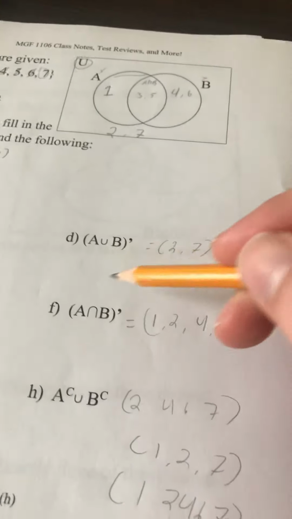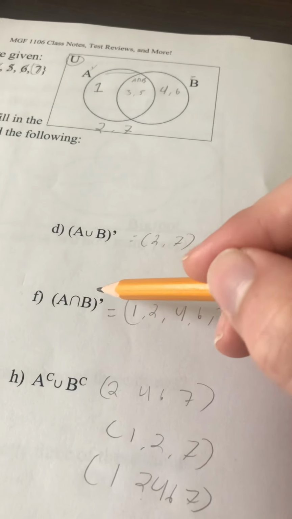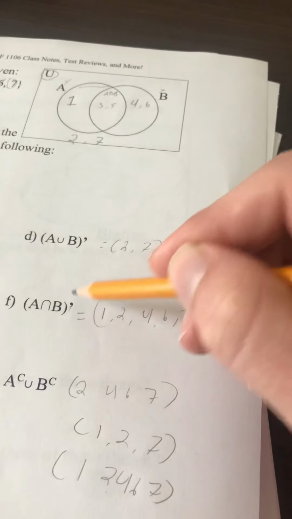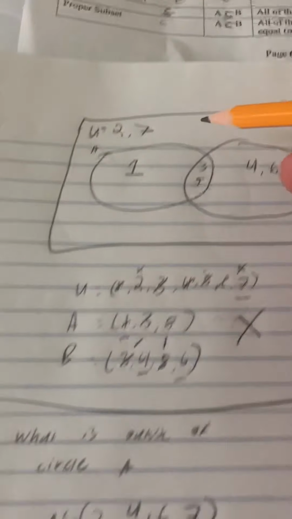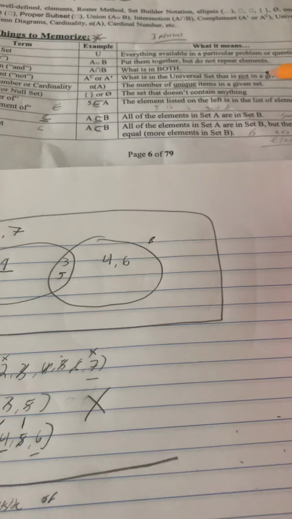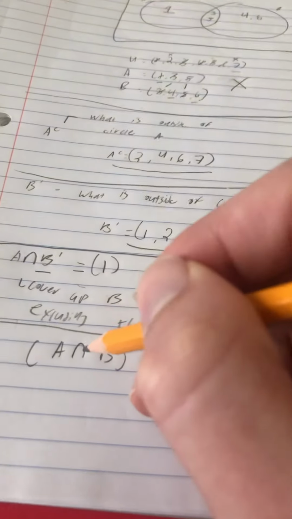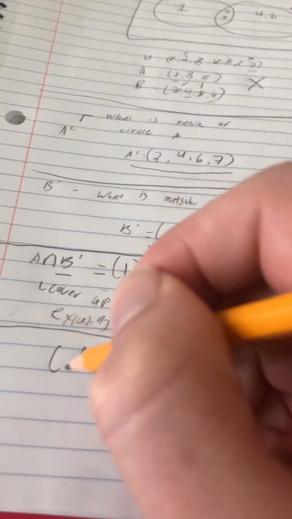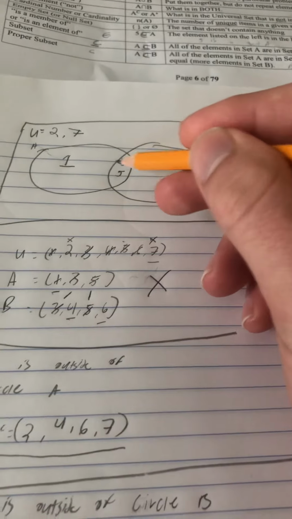So this question right here is asking A union B, but it has the complement right there. And then we understand, we come back up here, A union B, complement. So what is in the universal set that is not in the given set? Well, according to PEMDAS, we know that A union B, we come up here, we can check our Venn diagram and see.